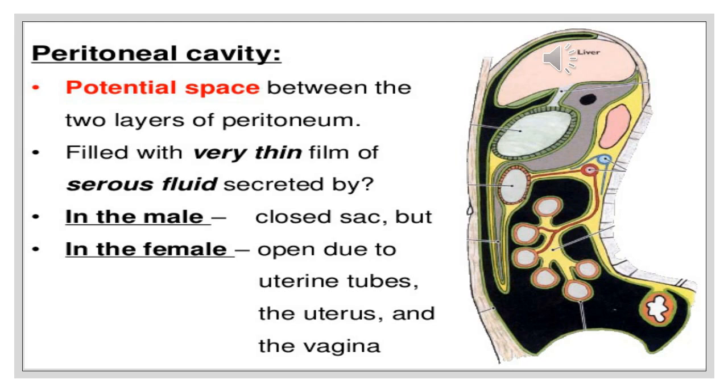Under abnormal circumstances, there will be a collection of fluid between these two layers of peritoneum. It is called ascites. If instead of fluid there is a collection of blood between these two layers, it is called hemoperitoneum. And if there is a collection of air in the peritoneal cavity, it is called pneumoperitoneum.